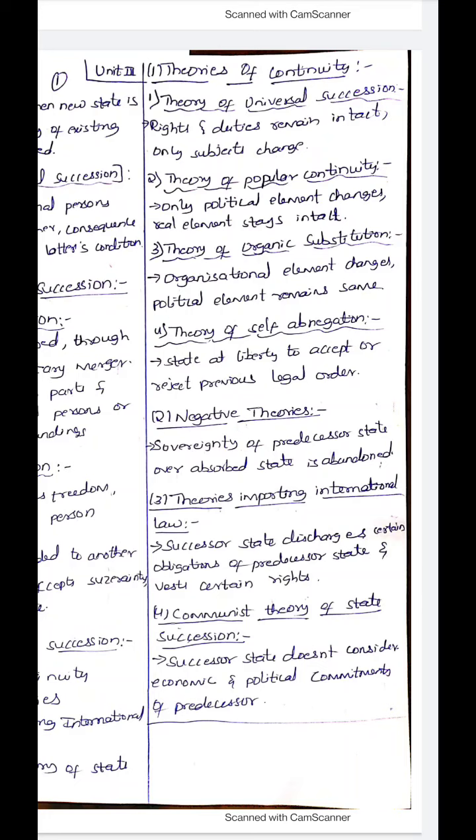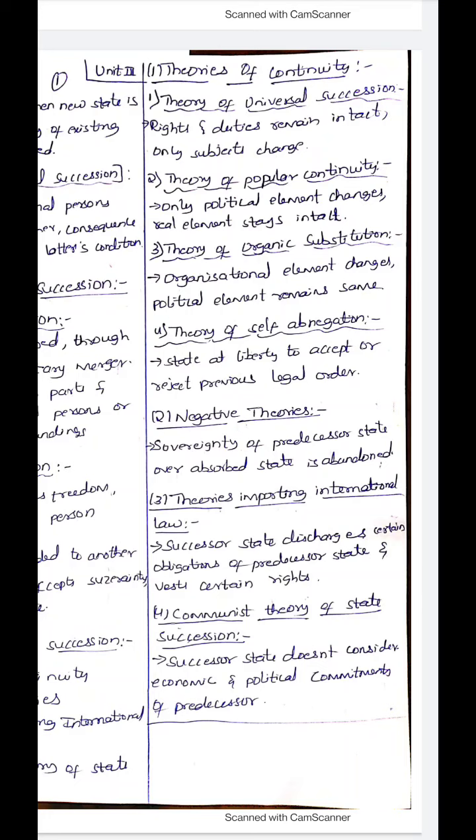In this theory of succession, the sovereignty of the predecessor state over the absorbed state is abandoned. So the state which is conquering or taking the territory is called the successor state. The state which is losing the territory is called the predecessor state. So the sovereignty of a predecessor state is totally abandoned by the successor state in negative theories. The successor state will not consider anything from the predecessor state.